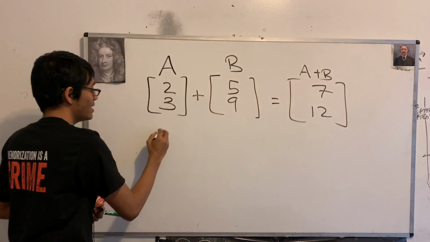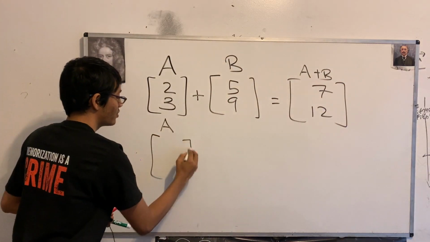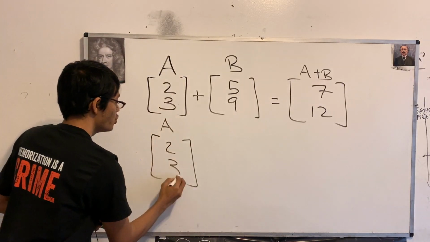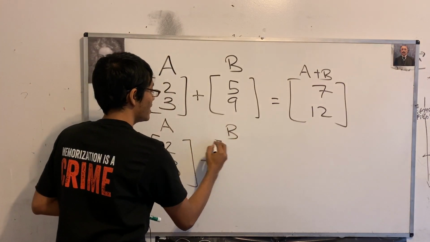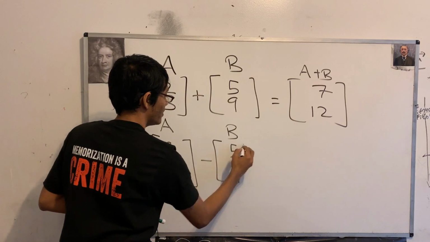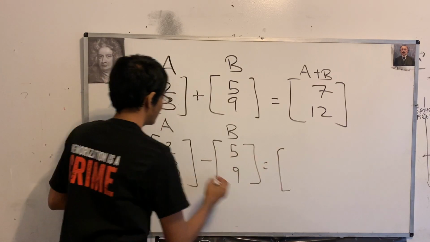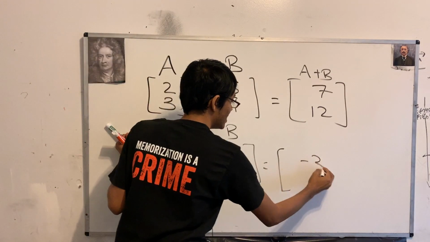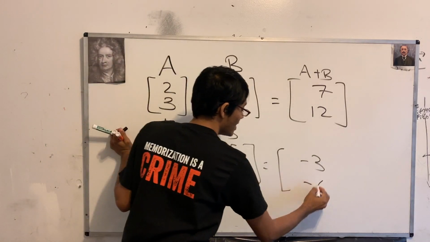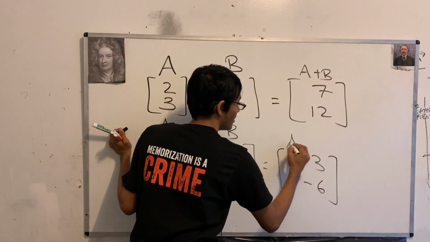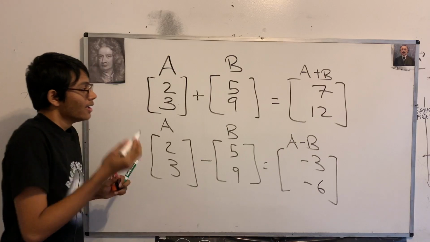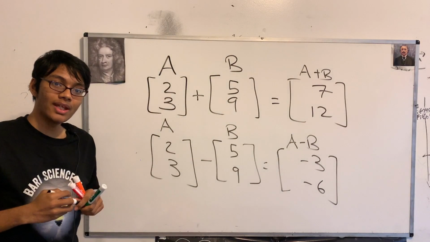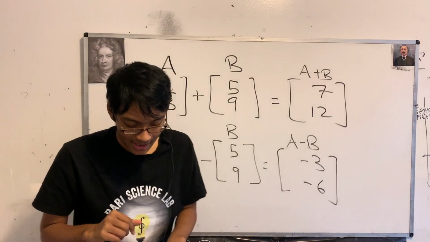And A minus B, as you might imagine, is not so different. Once again, 2, 3 minus B, and B of course is going to be 5, 9. And so what's A minus B going to be? Well, 2 minus 5, negative 3. 3 minus 9, negative 6. And that's A minus B. That's it. That's A plus B, that's A minus B, and that, ladies and gentlemen, is vector subtraction.